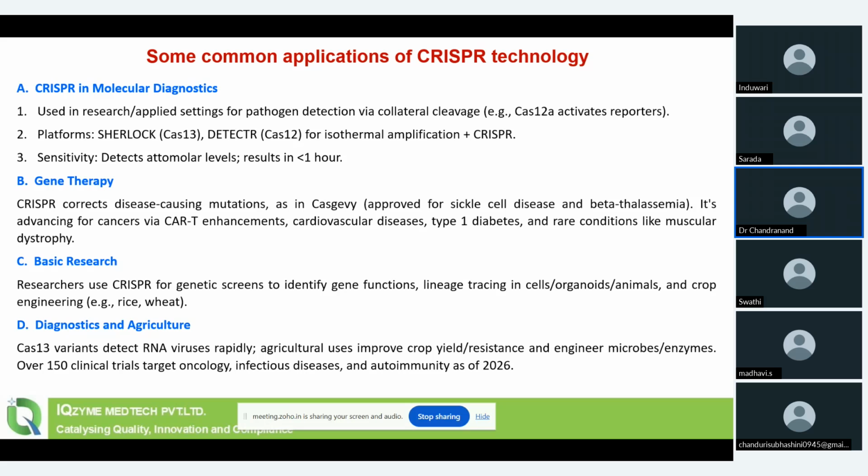So if any of you are working in these areas, and if you have any particular problems or questions, we can discuss them at the end of this talk, that will be great. Briefly, molecular diagnostics, gene therapy, basic research, diagnostics, agriculture. Gene therapy and molecular diagnostics are catching up very fast, and so is diagnostics, both plant diagnostics and human diagnostics.